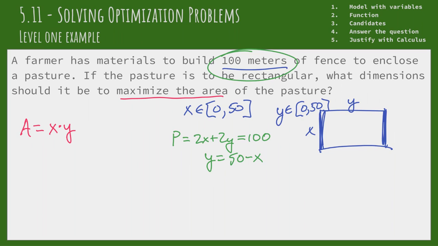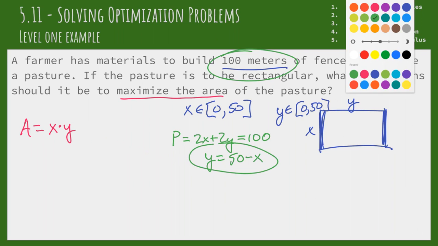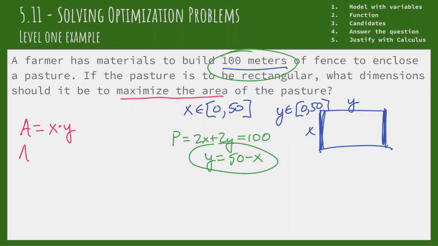And now I'm going to take this relationship here and plug it into that equation right there for y. So I'm going to rewrite that equation as A = x(50 - x). And for the purpose of actually doing calculus, I'm going to distribute that and get 50x - x².